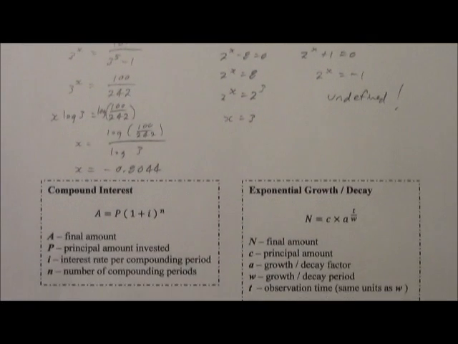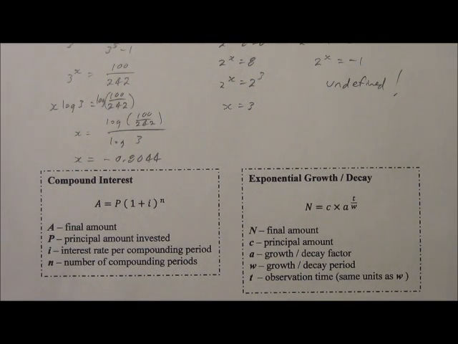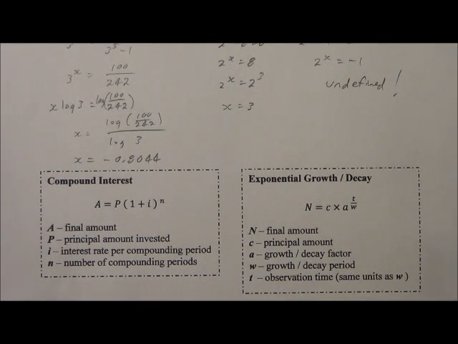Okay, so now let's move along to compound interest and exponential growth and decay formulas. They're basically the same thing, just one version is fancier than the other. So for compound interest, we've got A, the final amount, equals P, which is the principal amount invested, multiplied by 1 plus i, which is the interest rate per compounding period, to the exponent n, which is the number of compounding periods. And then for the exponential growth and decay, we've got some initial value.